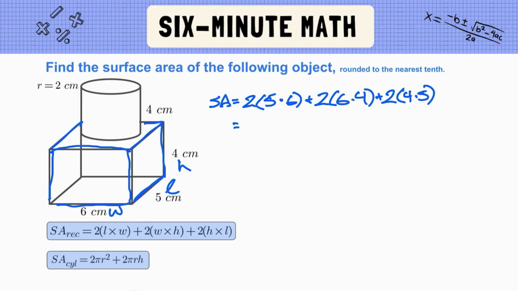2 times 5 times 6 is 60. 2 times 6 times 4 is 48. Plus 2 times 4 times 5 is 40. And I would add those up. So the surface area of my rectangular prism is 148. Let's now find the surface area of my cylinder.